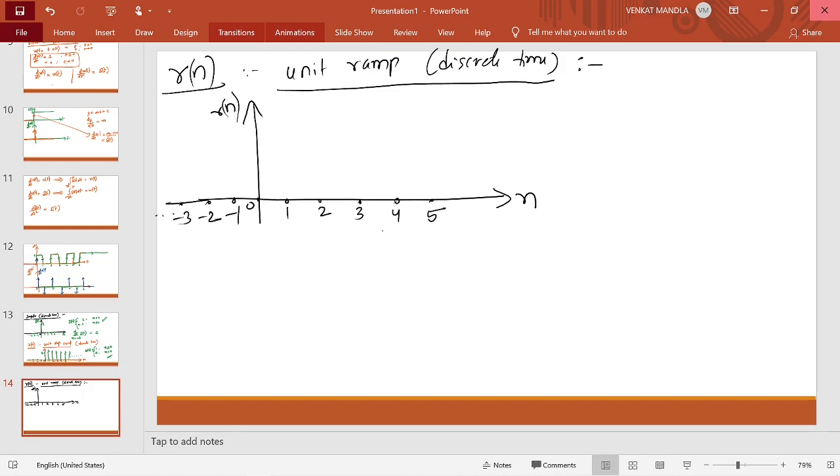This axis is n, and it takes integer values 1, 2, 3, 4, 5, and 0. The non-integer values like 0.5, 0.6, 0.7 are meaningless, because we have to store these values in the computer. The computer cannot store these non-integer values. Suppose 1 represents one memory location in the computer, 2 represents the second memory location, 3 represents the third memory location. What is the meaning of a 0.5 memory location? Absolutely no sense at all. So in discrete time, the values should be integers.